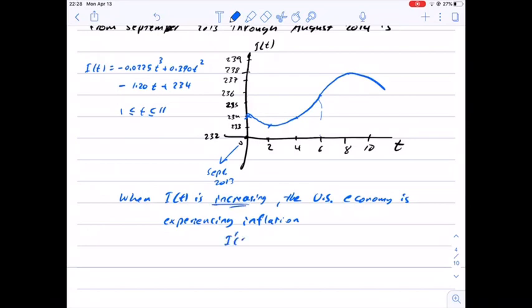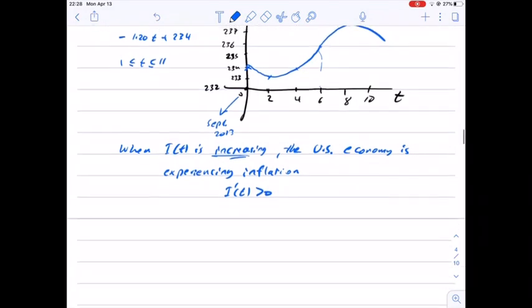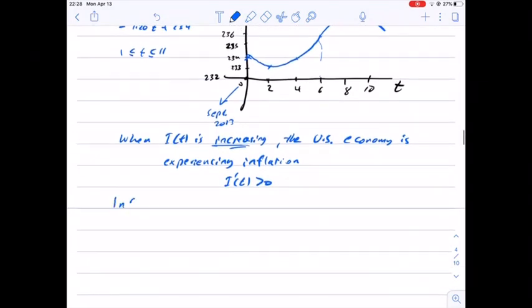And what does that mean? Increasing, that means the first derivative, this is one of the applications of the first derivative, increasing or decreasing. That means the derivative is greater than 0. And what is the inflation rate? Inflation rate is usually given by the following formula: I prime of t over I of t. So we need to find I prime of t and I of t in order to estimate the inflation rate.